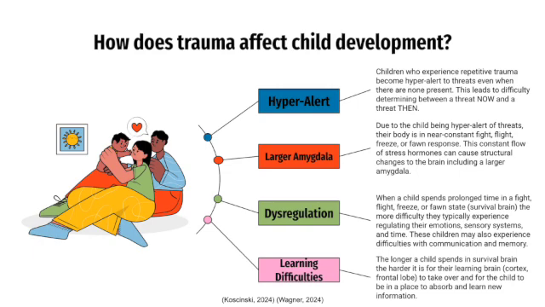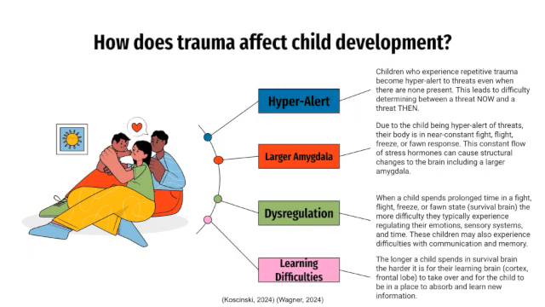Due to the child being hyper-alert of threats, their body is in near constant fight, flight, freeze, or fawn response. This constant flow of stress hormones can cause structural changes to the brain, including a larger amygdala. Similarly, when a child spends prolonged time in fight, flight, freeze, or fawn state, also known as the survival brain, the more difficulty they typically experience regulating their emotions, sensory systems, and time. These children may also experience difficulties with communication and memory.